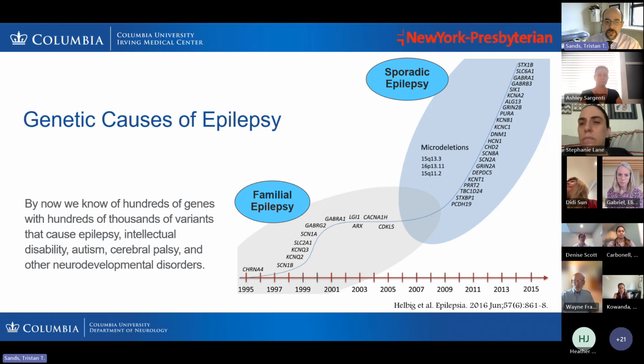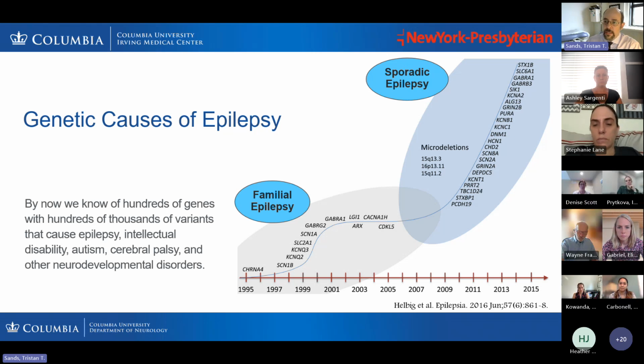It takes a lot of different genes, making a lot of different gene products to function properly together. And so there are hundreds of genes and hundreds of thousands of variants in those genes that can cause epilepsy, intellectual disability, autism, things like cerebral palsy, and other neurodevelopmental disorders. And this is a schematic showing how this unfolded over time. And this is going to be important. We'll come back to it in a second when we talk about why CSNK2B is the most important epilepsy gene that nobody's heard about.